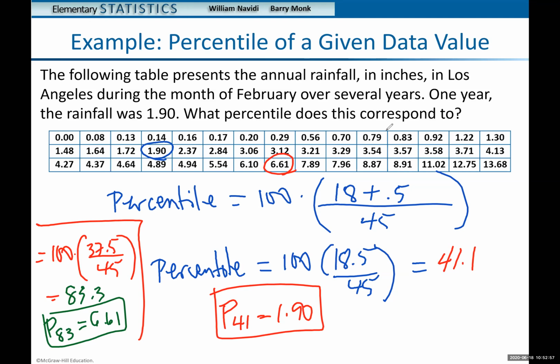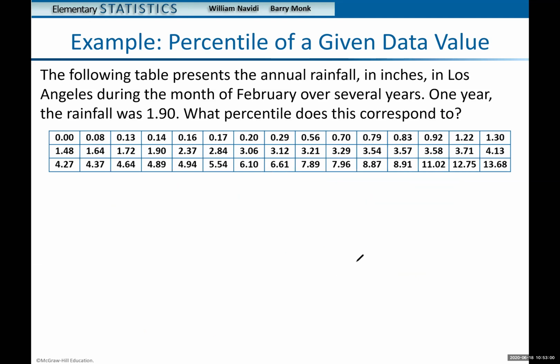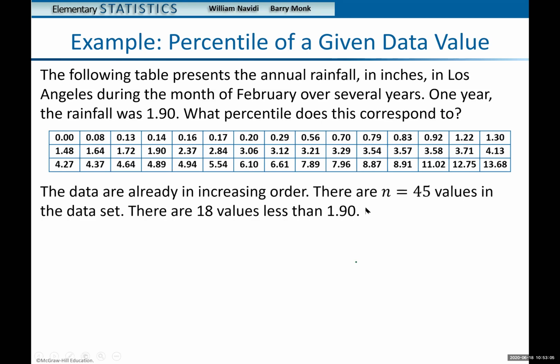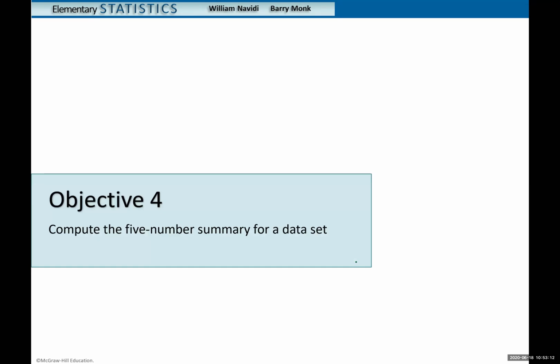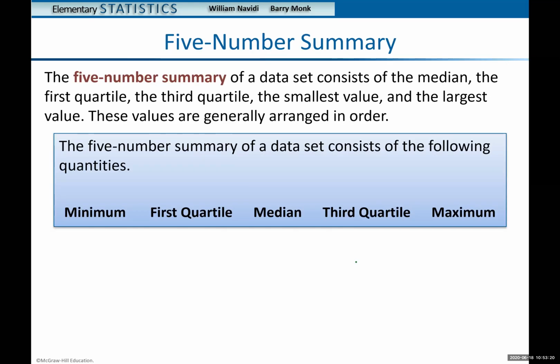All right, so next one. So we got those answers. Next one, compute a 5-number summary for a data set. And you just have to remember all these 5. When you use a graphing calculator and scroll down, you will see all these 5: the minimum, the first quartile, the median, the third quartile, and the maximum.